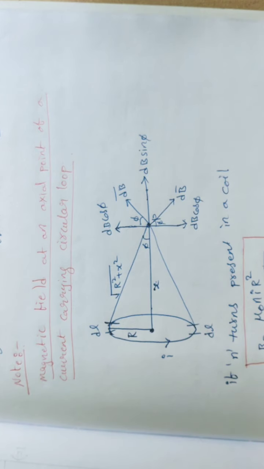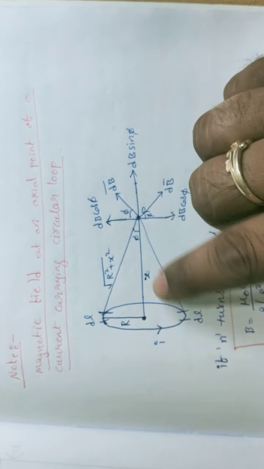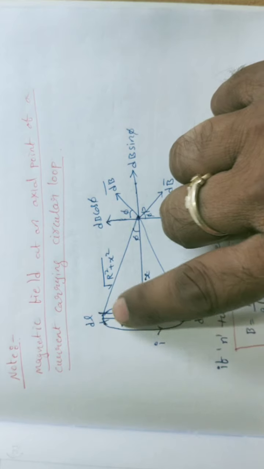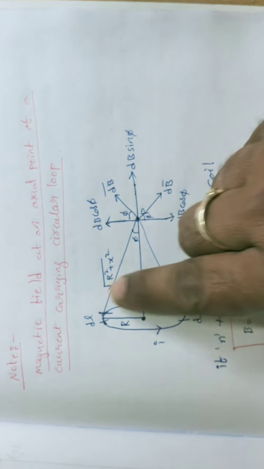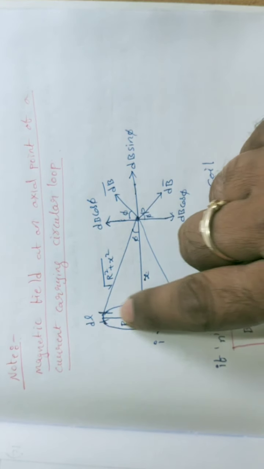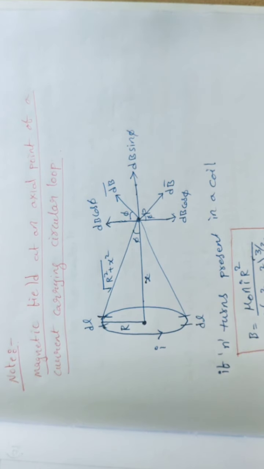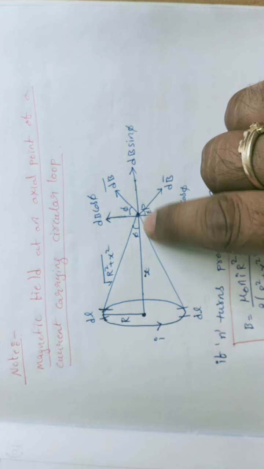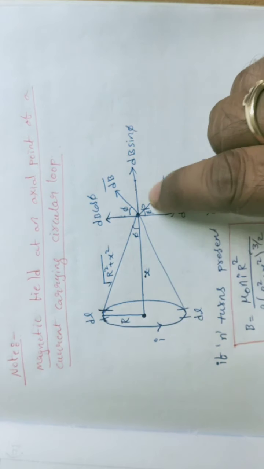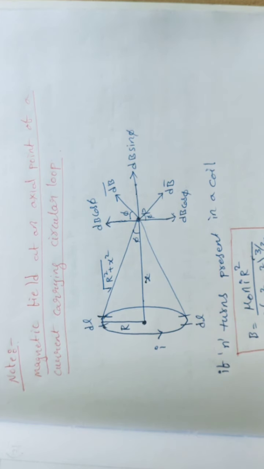Once observe, this is one circular coil I am giving for you. This circular coil has radius capital R. This is the center of the circular coil, you may imagine. From the center, at a point P, we maintain some distance x. At this point P we want to find out the magnetic induction.